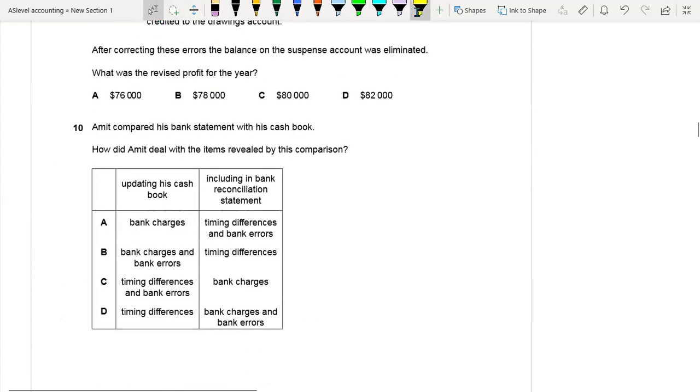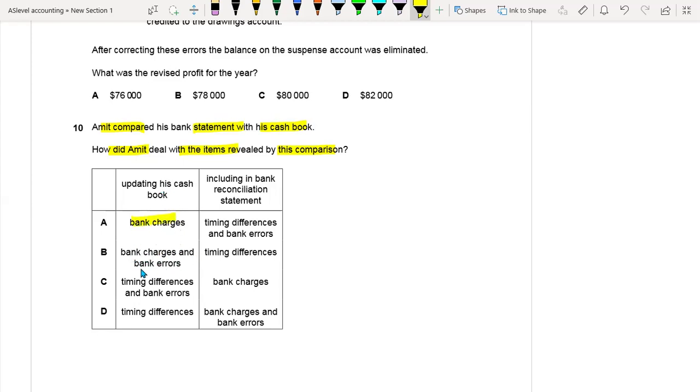So in question number 10, Amit compared his bank statement with his cash book. How did Amit deal with the items revealed by the comparison? Updating his cash book: yes, if there are some mistakes in the recording of bank charges, he would be considering the bank charges in the updated cash book. So this can be right.